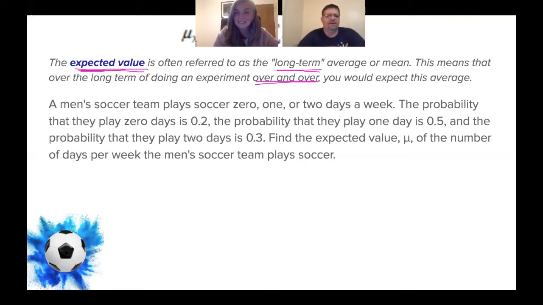Anyway, the probability that they play 0 days is 0.2. The probability that they play 1 day is 0.5, and the probability that they play 2 days a week is 0.3. So we're going to try to find the expected value, or the mean. Let me clarify that just a little bit. What this says is 20% of the time they don't play. They play 0 days a week. 50% of the time they're only going to play 1 day a week. And 30% of the time they're going to play 2 days a week.